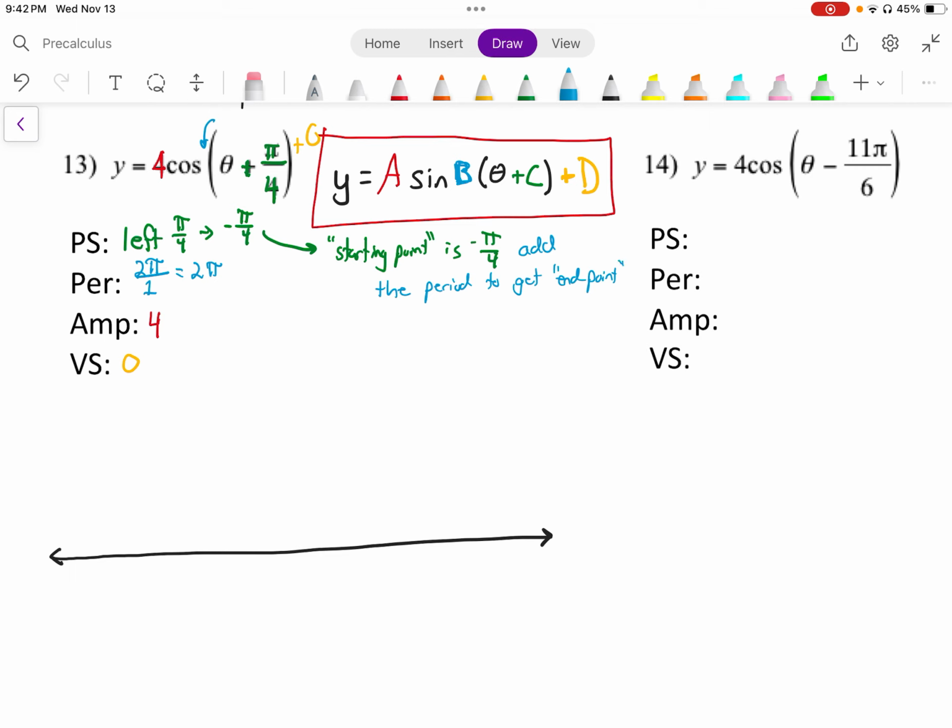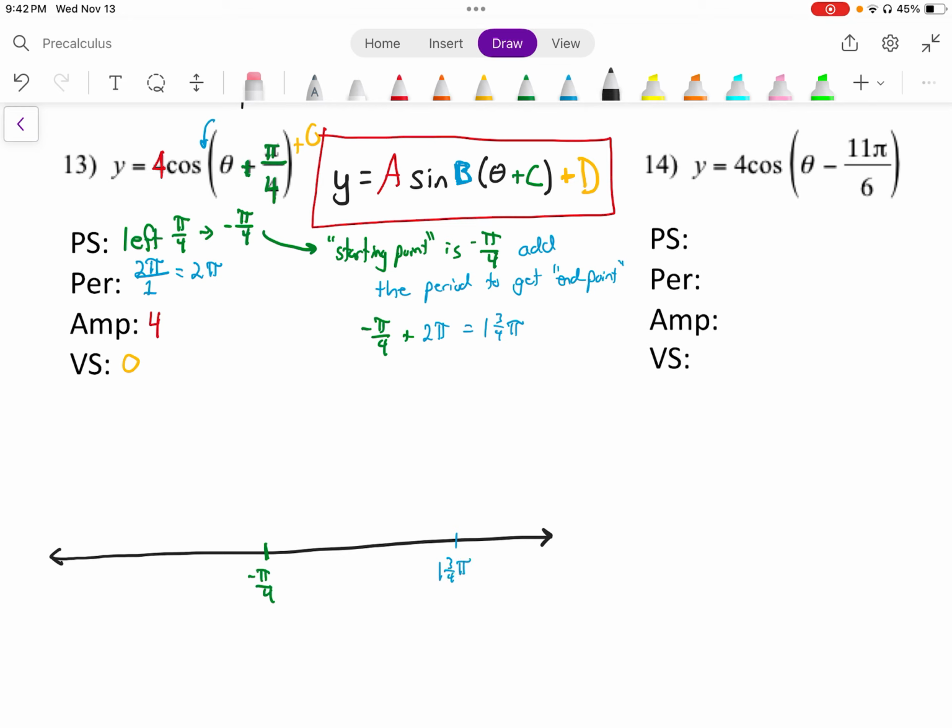So we are going to take the negative pi over 4, and we're going to add the period of 2 pi to get our ending point, and you can do the math there. You will get 1 3/4. So we're going to put our starting point, negative pi over 4, here. We'll put an ending point here, which is 1 3/4 pi.